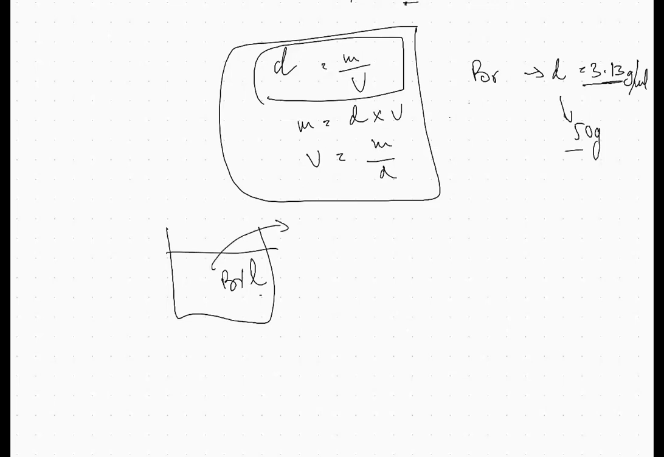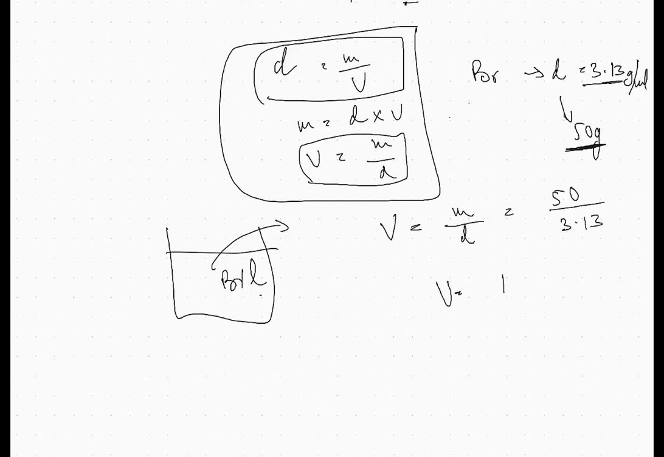So what they're asking is what volume would contain 50 grams. Mass is given, and density is given. The mass is 50 grams, and the density is 3.13. Then you will get the volume, an answer of 16 milliliters. If you remember the formula and can derive the other equations, you know what is given, and you can find the unknown.